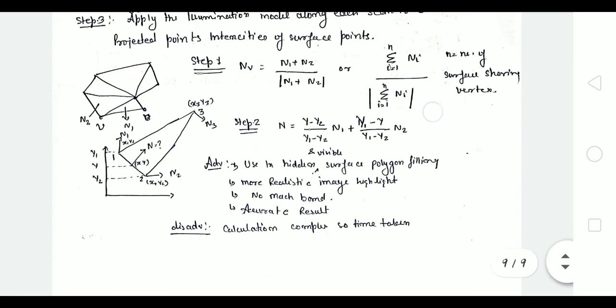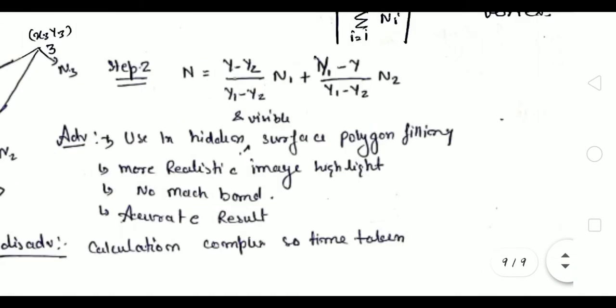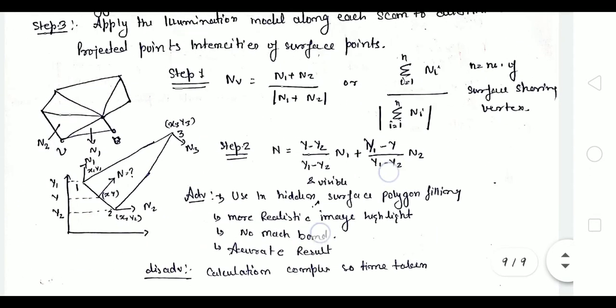So what are the advantages? It is used in hidden and visible surface determination or polygon filling, it gives a more realistic image with highlights, and there is no Mach band problem, which occurs in Gouraud shading. That problem is removed and accurate results are obtained. But there is one disadvantage also: it takes too much time because the calculations are very complex. So this is the disadvantage of Phong shading.